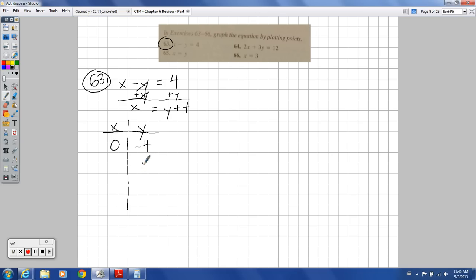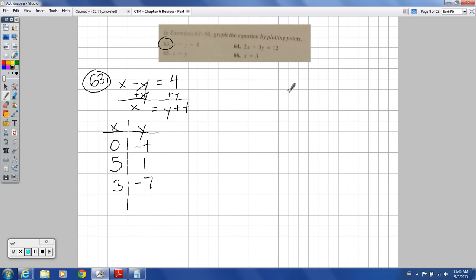If I plugged in, let's just pick a couple more points kind of at random. If I plugged in 2, yeah, let me use 1 instead. I don't want to get too big. I would get the value of x as 5. So 5, 1 would be a point on the graph. If I plugged in, let's say, -7, -7 plus 4 would be 3 for x.